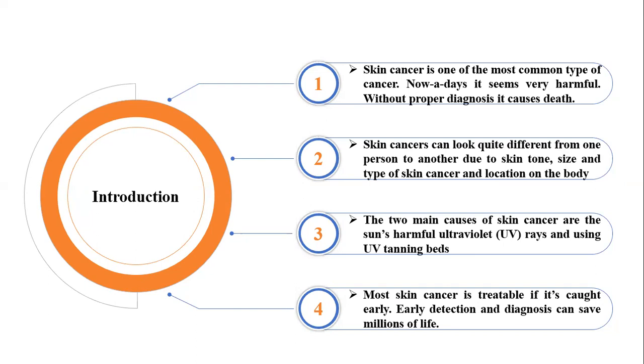Skin cancers can look quite different from one person to another due to skin tone, size, type of skin cancer, and location on the body. The main cause of skin cancer is the sun's harmful ultraviolet rays, and most skin cancer is treatable if it's caught early. Early detection and diagnosis can save millions of lives.